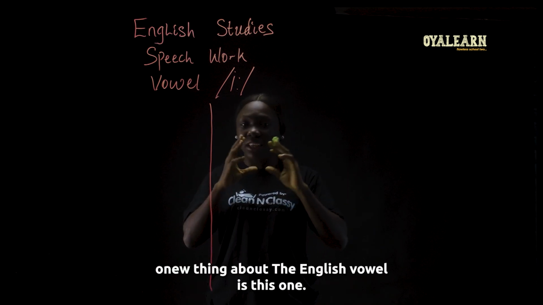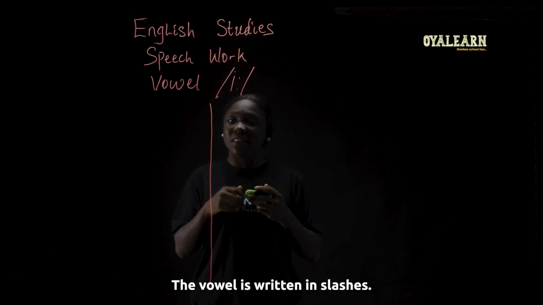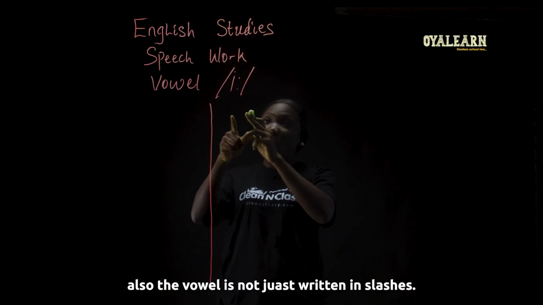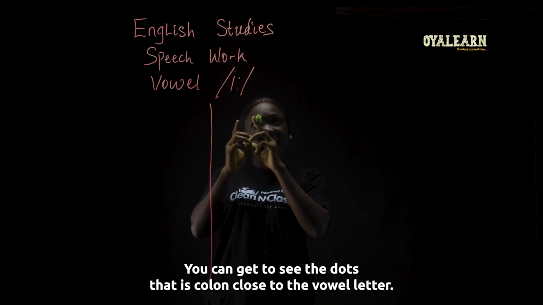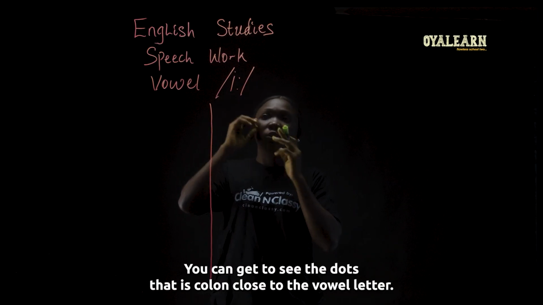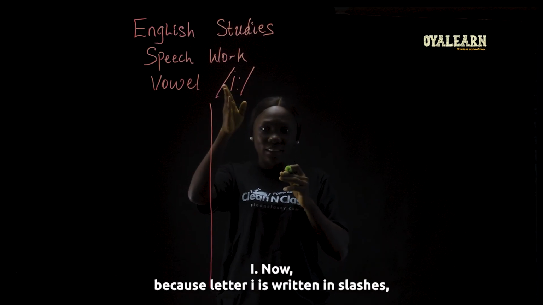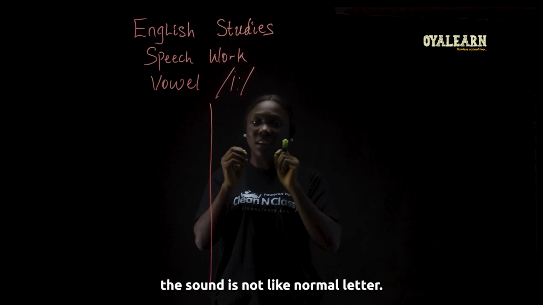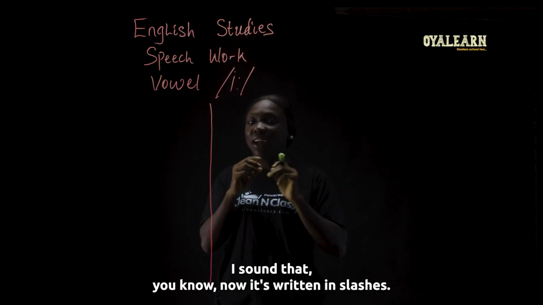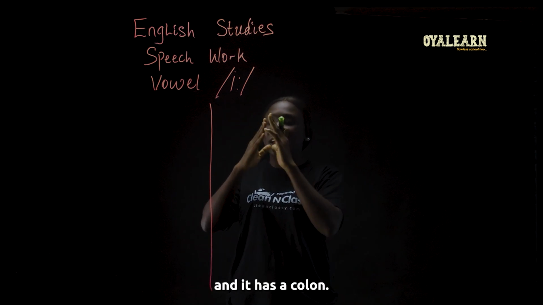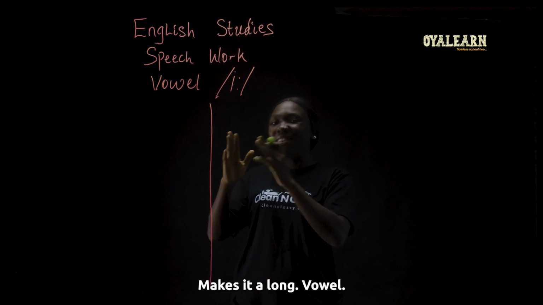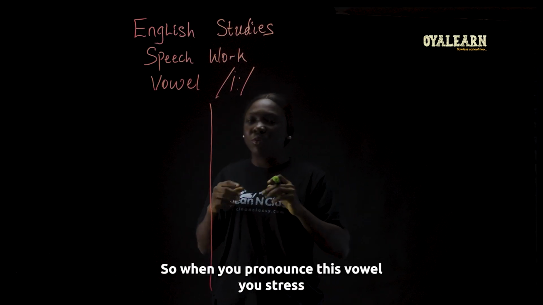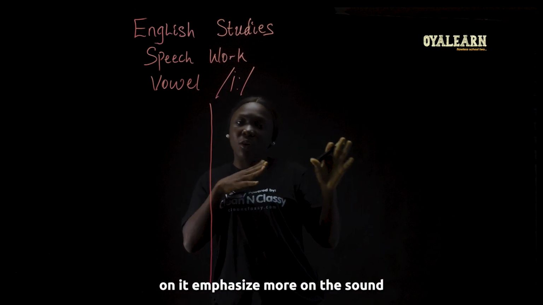One thing about the English vowel is this. One, the vowel is written in slashes. So you get to see that this vowel is written in slashes. Also, the vowel is not just written in slashes. You can get to see the dot, that is the colon, close to the vowel, letter I. Now, because letter I is written in slashes, the sound is not like the normal letter I sound that you know. It's written in slashes and it has a colon. So the colon makes it a long vowel. So when you pronounce this vowel, you stress on it. You emphasize more on the sound.